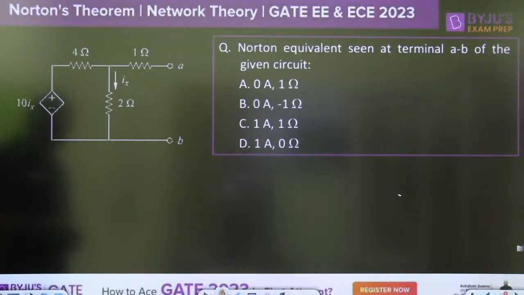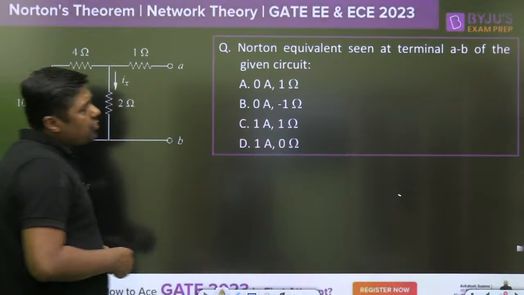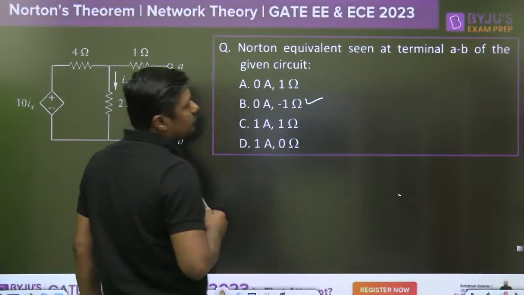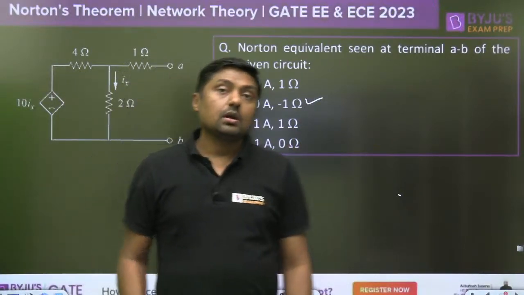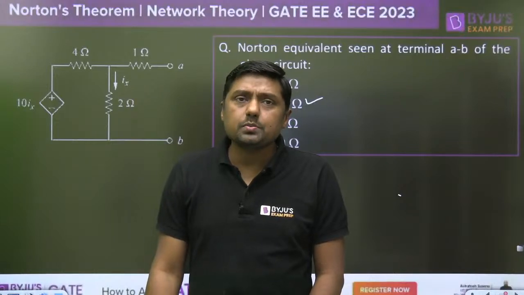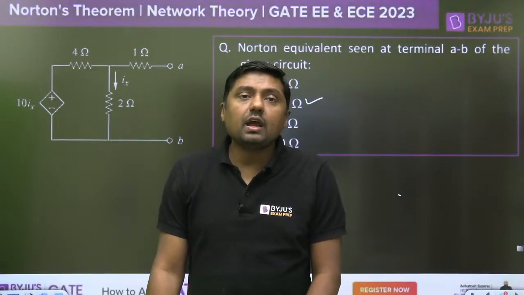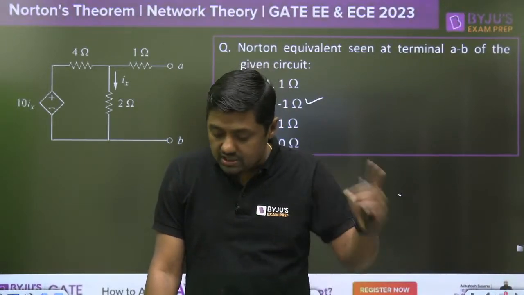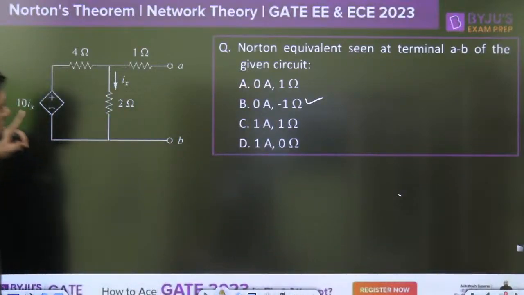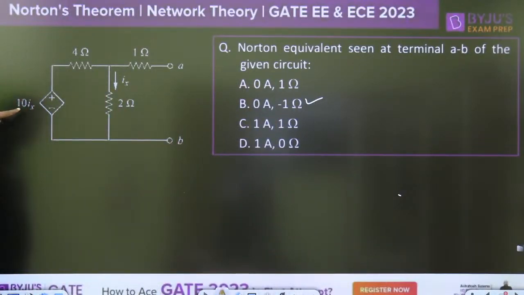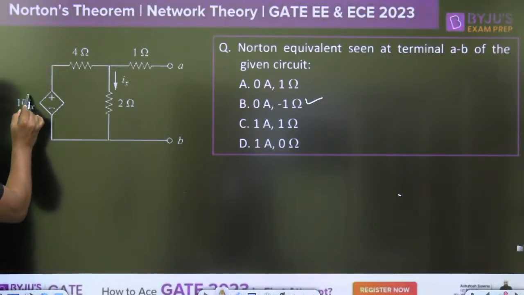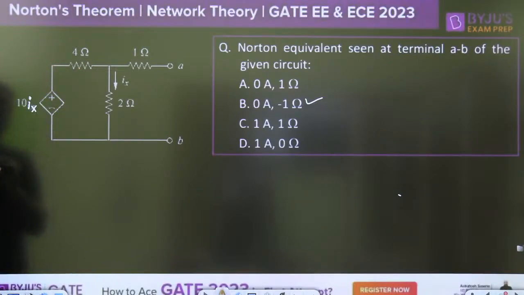Now, Norton's equivalent seen at the terminal AB of the given circuit. Now, in this case, we are having a negative value, negative resistance. If we are having the negative, is it possible? Then I will check and then I will solve the question that is given in the assignment. Yes, this is the 10Ix, this is the Ix, this is the 1 ohm, this is the 4 ohm. It is a dependent source, Ix. Now, how to solve these questions? First of all, there is a dependent source, right?